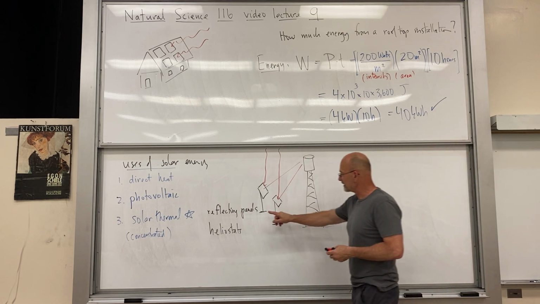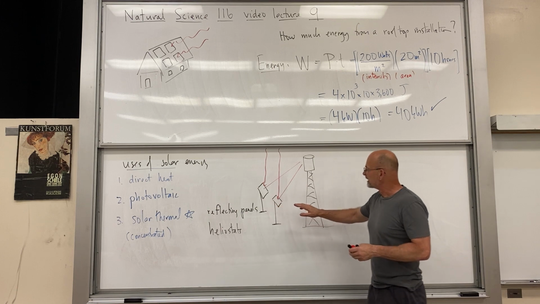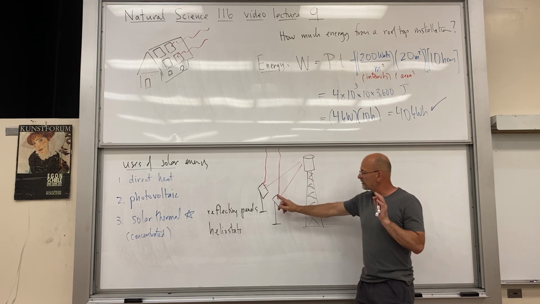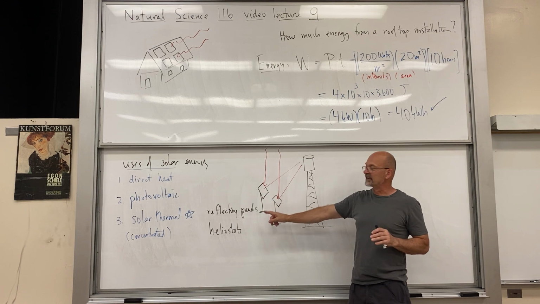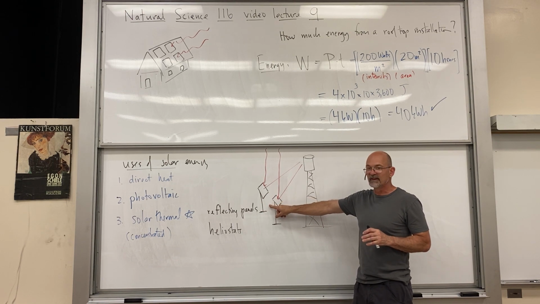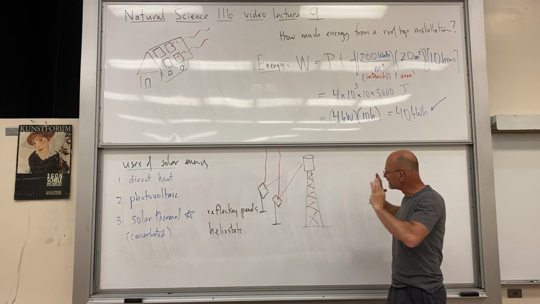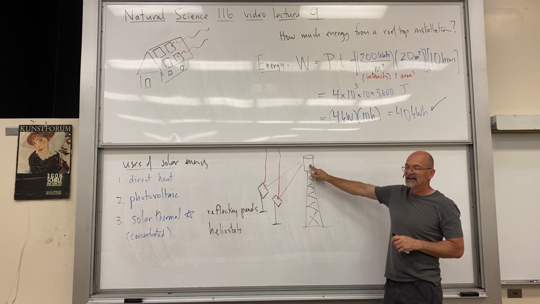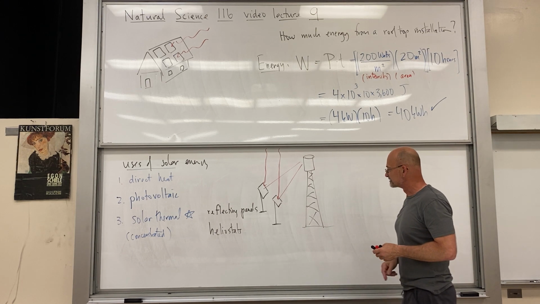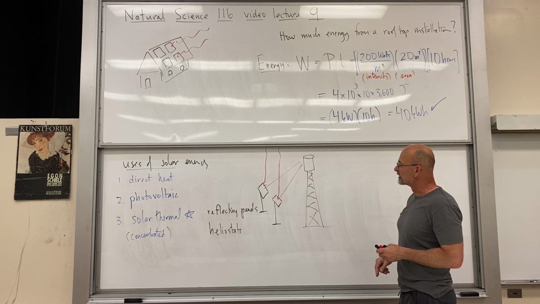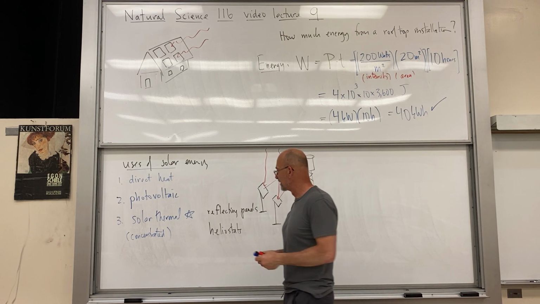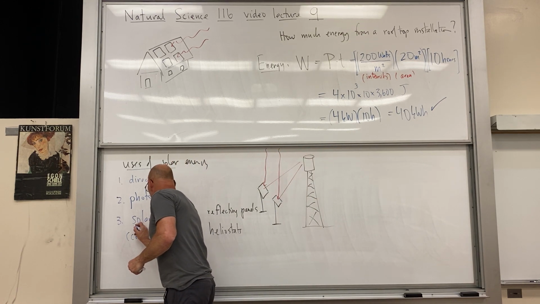So reflecting panels called heliostats, they track the sun and they reflect the light onto a central tower. There's a full many-acre field of these things. There can be hundreds, even thousands of these things. They all reflect the sunlight to a single point, which means they generate tremendous heat at this point here. Okay. So this is a solar thermal, concentrated solar thermal power plant.